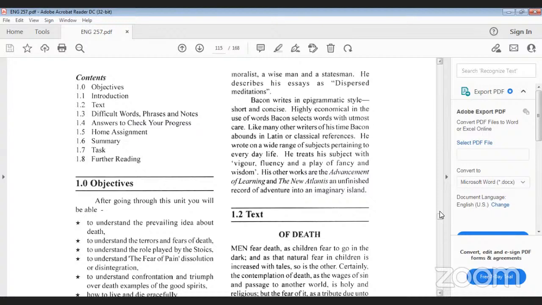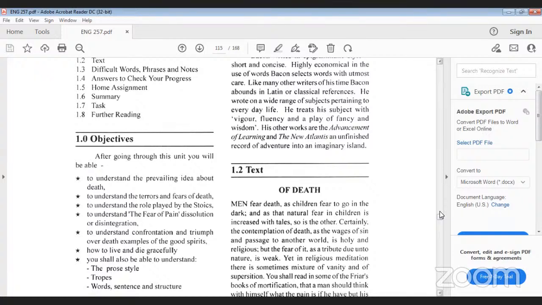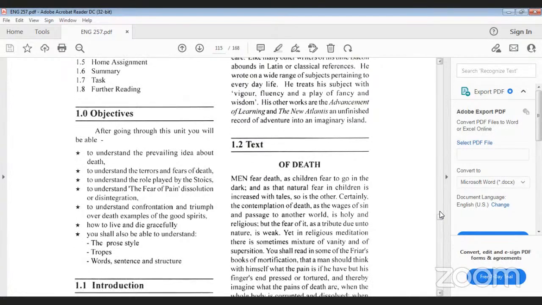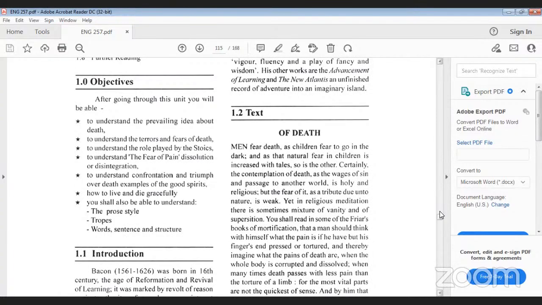As children fear to go in the dark, and as that natural fear in children is increased with age, so in men, certainly the contemplation of death as the wages of sin and passage to another world is holy and religious. But the fear of it as a tribute due unto nature is weak. Yet in religious meditation, there is sometimes a mixture of vanity and of superstition.